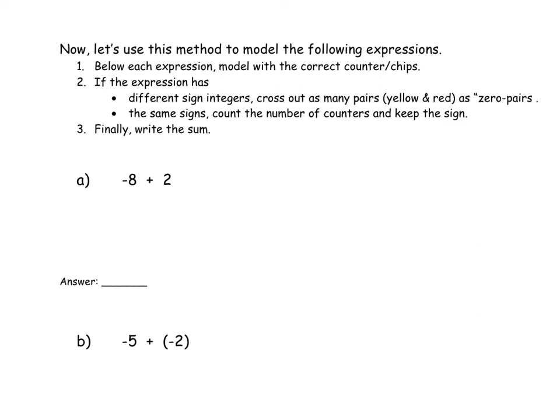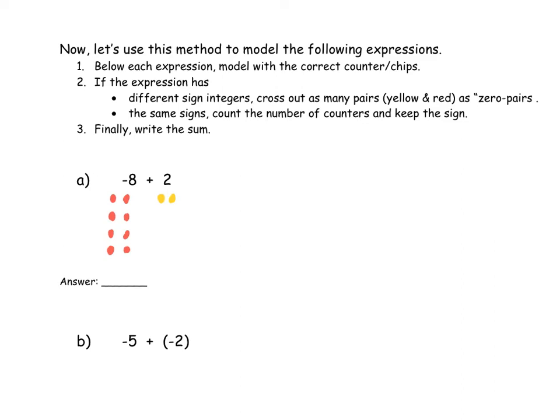So we're going to start by modeling -8. So I'm going to choose, and by the way, it's probably a good idea to organize your chips. I like to put them in pairs. That makes it a little bit easier when I'm trying to count them or cross them off. So that's what -8 looks like. +2, again, is yellow, so I would model 2. Now that I have 2 separate numbers that I've modeled, this is what it's going to look like.